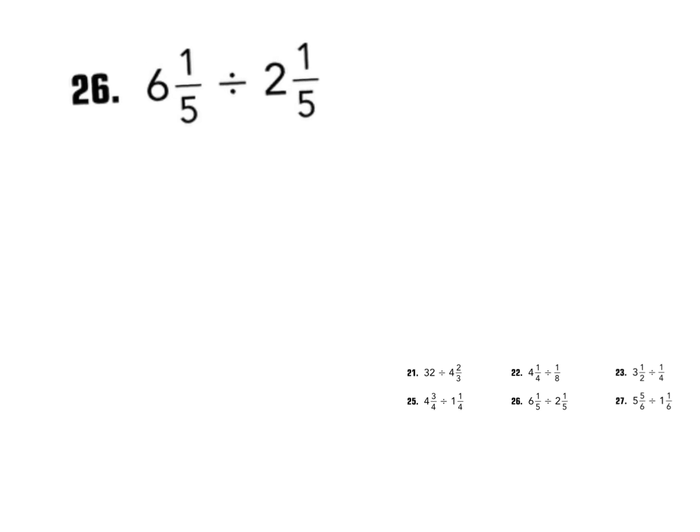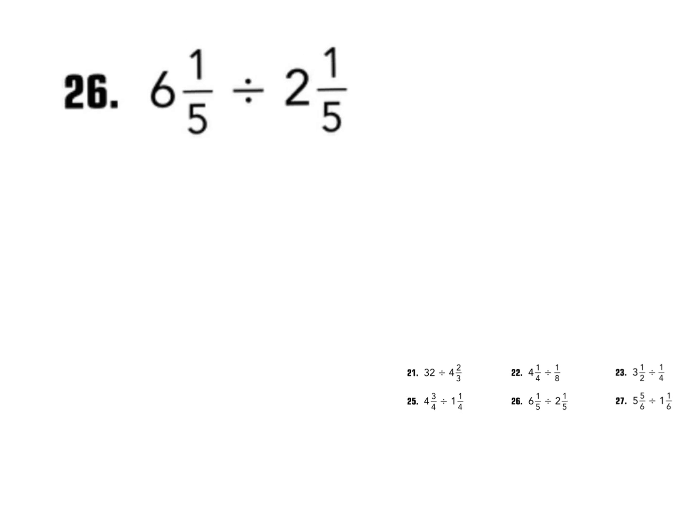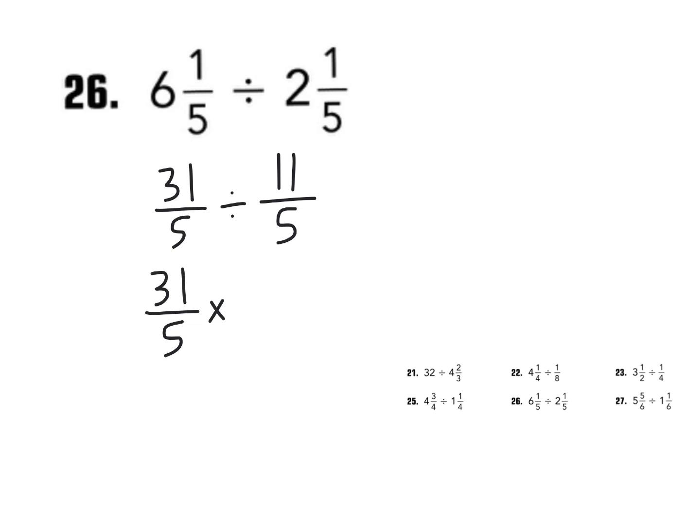Number 26, we have 6 1/5 divided by 2 1/5. So 6 1/5: 6 times 5 is 30, plus 1 is 31/5. 2 times 5 is 10, plus 1 is 11/5. Keep, change, reciprocal. Now that it's multiplication, if you'd like to go ahead and reduce ahead of time, the 5's you can reduce by 5 down to 1. Multiply would be 31/11.